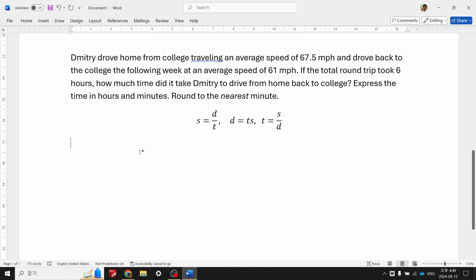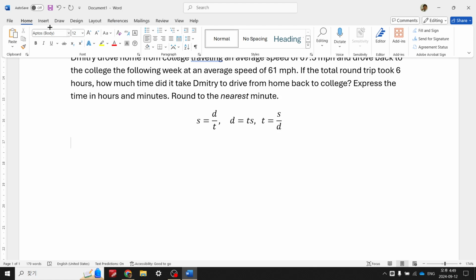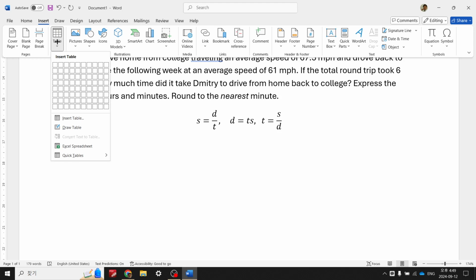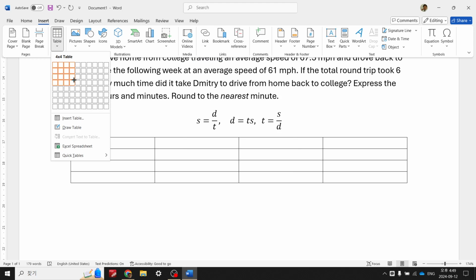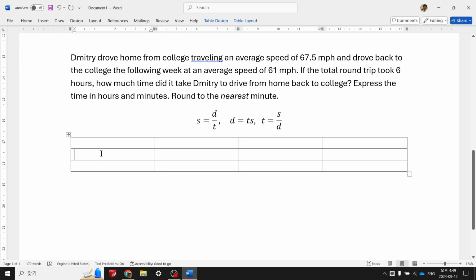All right, so once you're done with the formulas, now what's the approach? You make the table. Yes, you make the table. Let's insert the table. I am going to use this much. This much should be fine. Okay, so there are two. So home to college. There's one direction, and then there's the college to home.